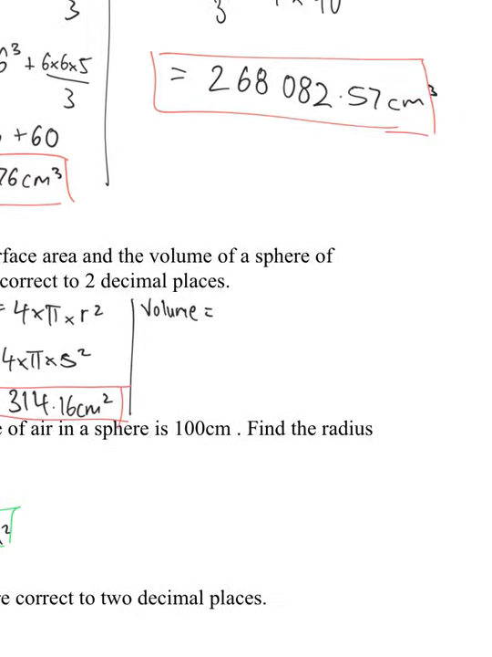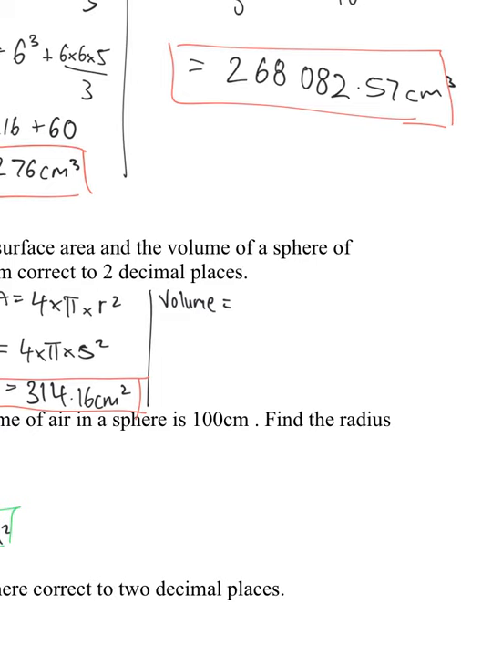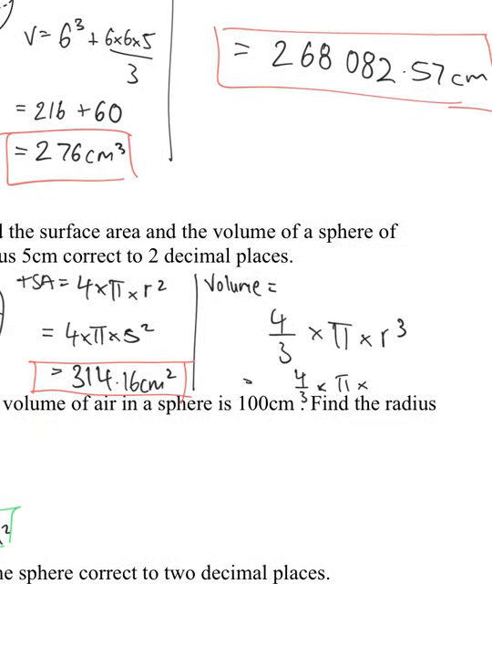Okay, and then the volume, we just did an example before, okay, of that rule. So 4 on 3 times pi times radius cubed, which equals, I'm running out of room, 4 on 3 times pi times, we had a radius of 5, was it? Yep. 5 cubed.